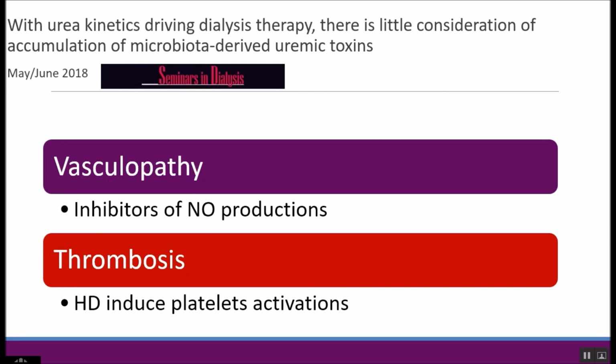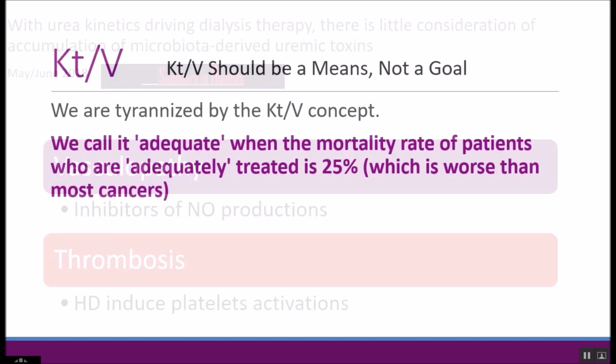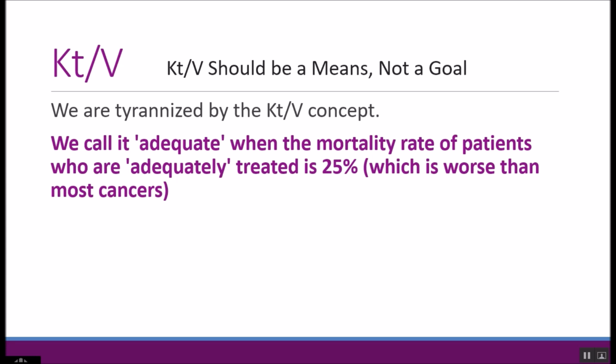Also, Kt/V does not describe the accumulation of microbiota-derived uremic toxins, the middle molecules, which are involved in vasculopathy, inhibition of nitric oxide, thrombosis, and activation of platelets. So Kt/V should be a means, not a goal. It is not the only way to assess adequacy, it is just a starting point to assess your patient's adequacy of hemodialysis.